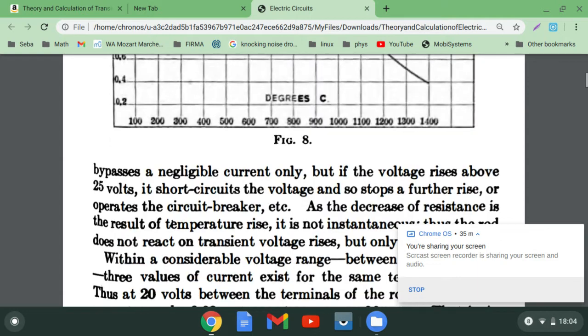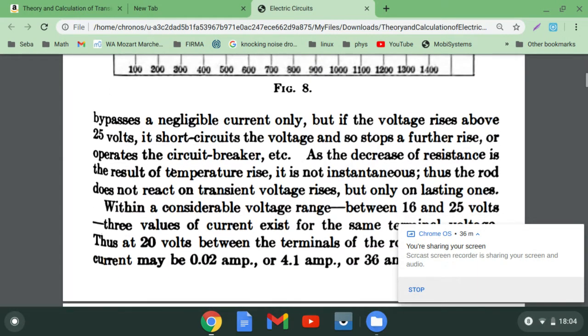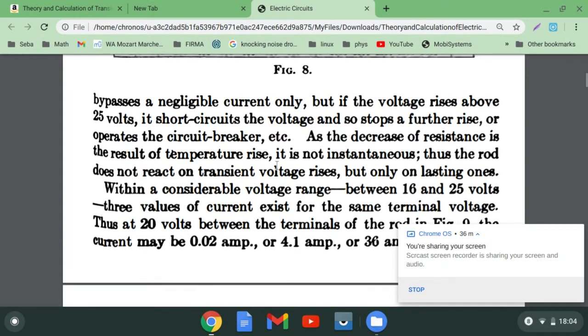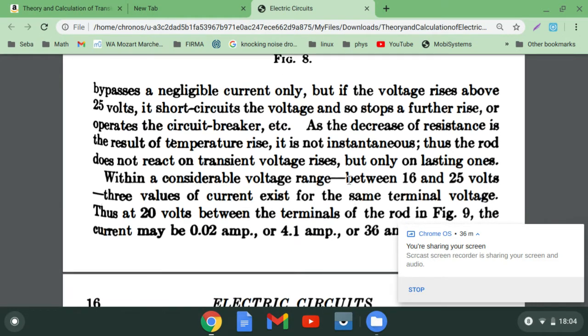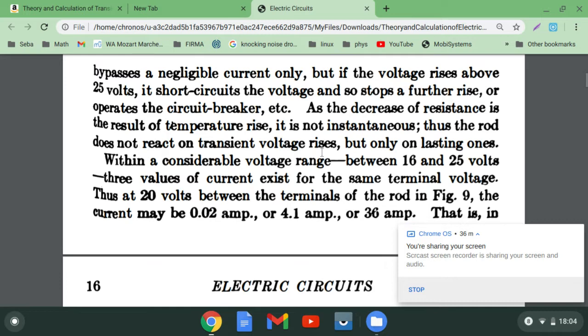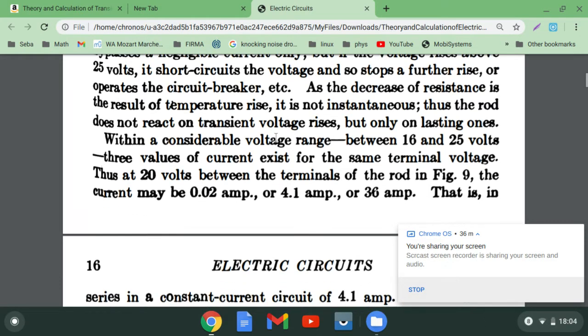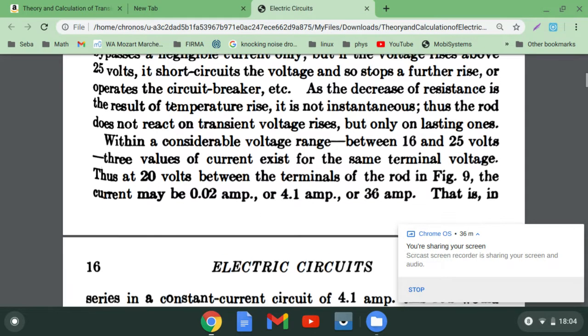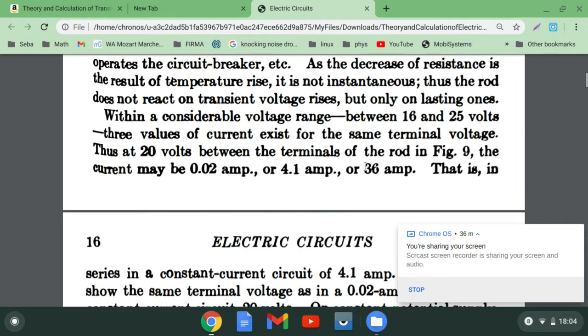It bypasses a negligible current only, but if the voltage rises above 24 volts, it short circuits the voltage and so stops the further rise, or operates the circuit breaker, etc. As the decrease of resistance is the result of temperature rise, it's not instantaneous, thus the rod does not react on transient voltage rises, but only on lasting ones.